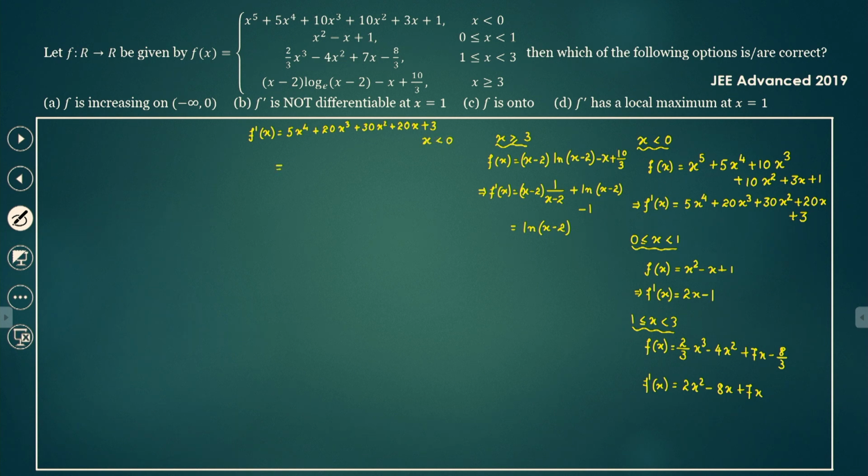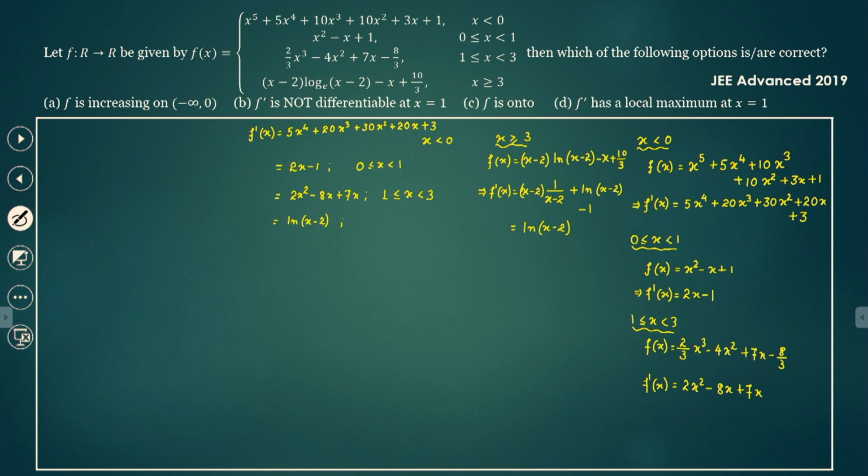The next definition of f dash x is 2x minus 1, when x lies between 0 less than or equal to x and less than 1. Next will be obviously 2x squared minus 8x plus 7. That's defined between 1 less than or equal to x less than 3. And the next one is obviously log of x minus 2.